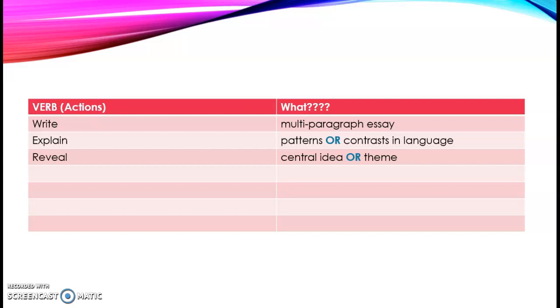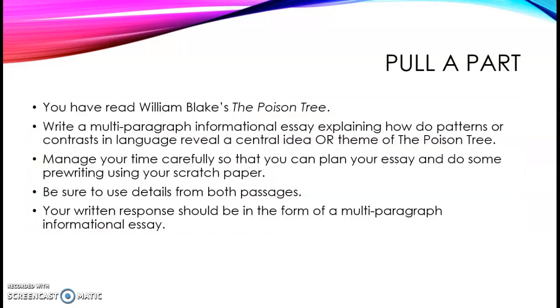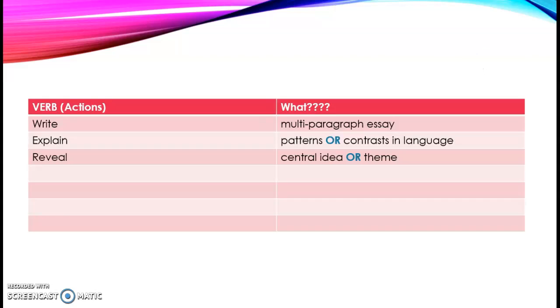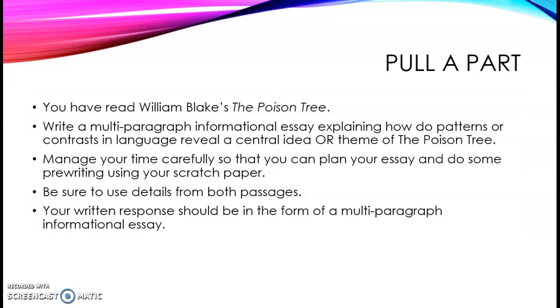So you're going to have a T-chart, and on your left side, you're going to write the word verb, which is the action. And then on the right side, you're going to write the word what. Okay? So going back to our prompt, the very first verb that I see is write. Well, what am I going to write? I'm going to write a multi-paragraph essay. Okay? So then I go back to my prompt, and the next verb that I see is explaining, right? That's an action. If I'm explaining something, I'm doing an action. Well, what am I explaining?